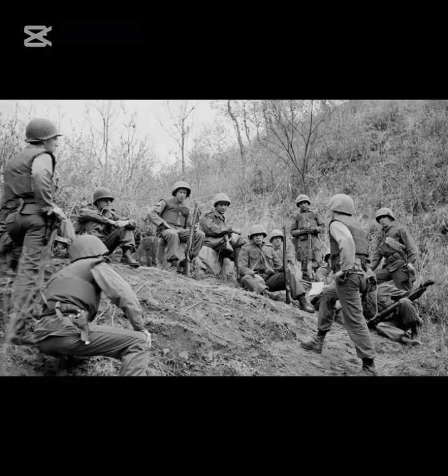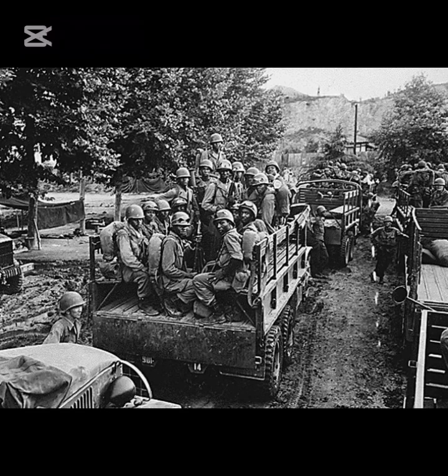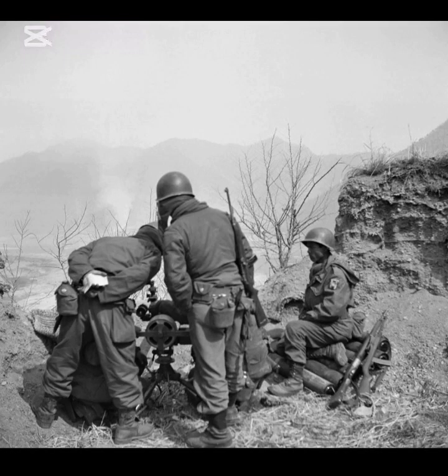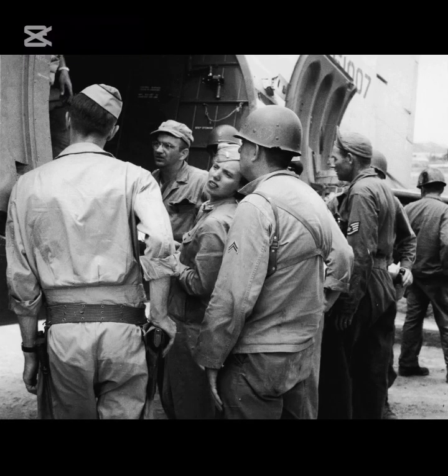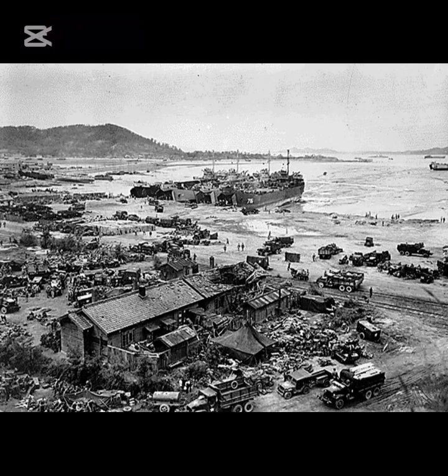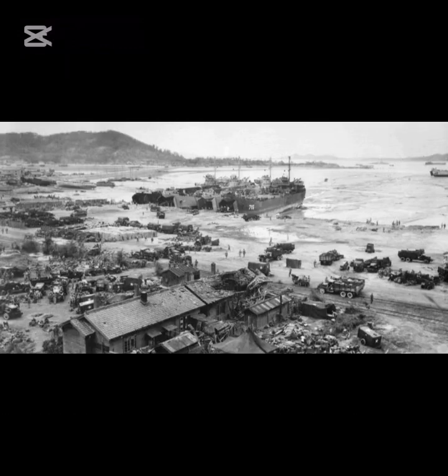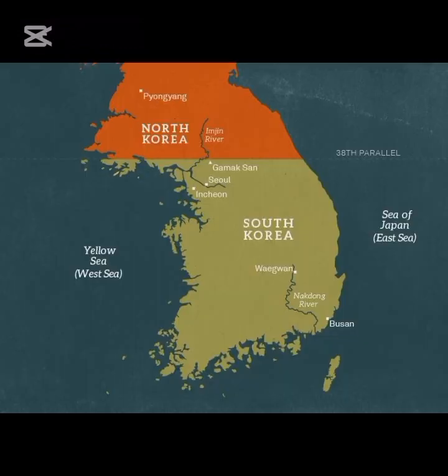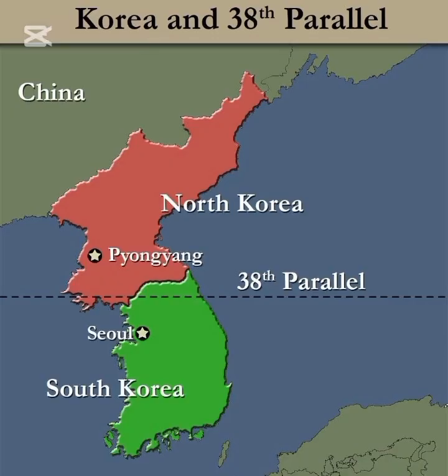Chapter 13. The human cost. The Korean War left behind immense suffering. Millions of civilians were killed, wounded, or displaced. Entire cities were destroyed. Families were separated by the front lines. Many never saw each other again. Villages vanished. Homes were reduced to rubble. By the end of the conflict, more than 3 million people had lost their lives. The scars of the war would remain for generations.